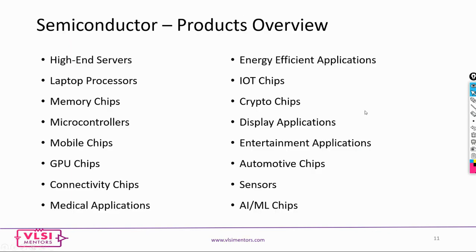Okay, so the semiconductor products overview. These are all the product segments that the industry is mainly working on. Say your laptop processors and your memory chips and your, sorry, it's microcontrollers, and then your mobile chips. Say for example, 4G was dominating for a couple of years, and now 5G has started coming up, and then GPU, graphics processing.